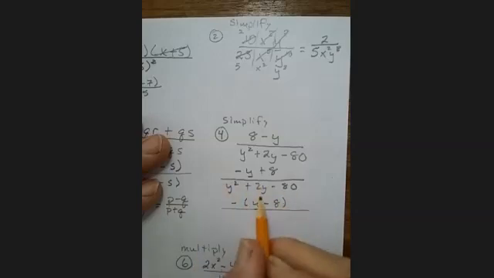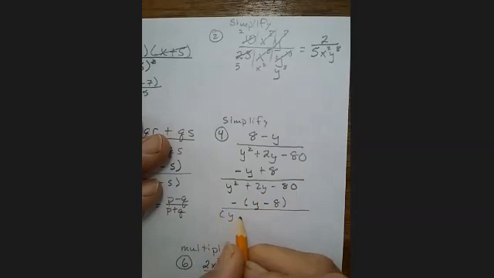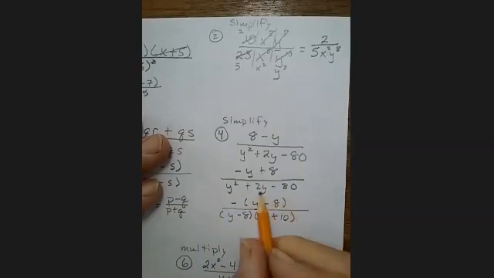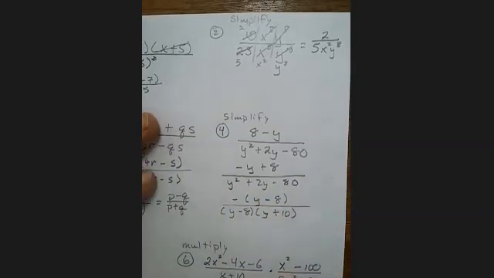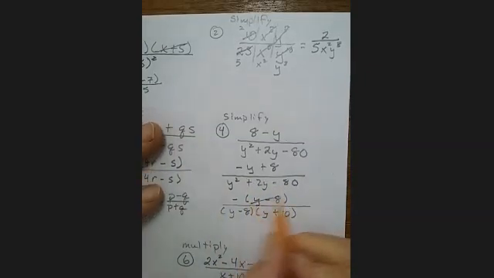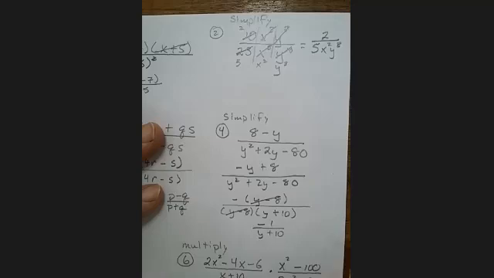Then I'll factor the bottom here. I just need 2 numbers that when I multiply them, I get 80, whose difference is 2. So I'm going to go with y minus 8, y plus 10. I know that the 10 is the positive number because the middle term is positive. Now just cancel what you can cancel. Get rid of that, get rid of that. You get negative 1 over y plus 10. Okay, and you're done.